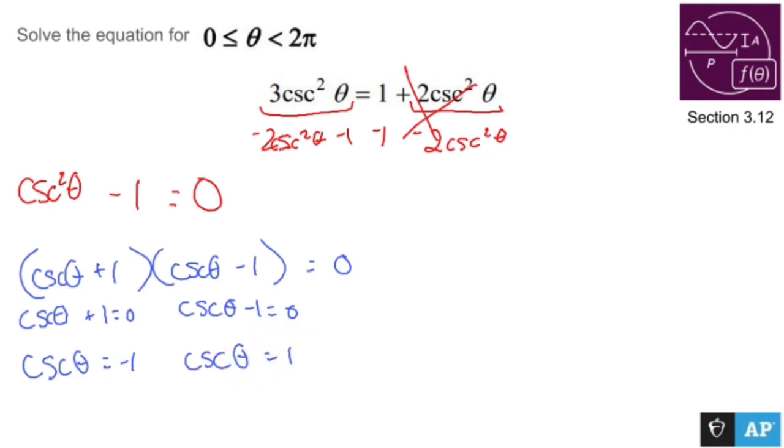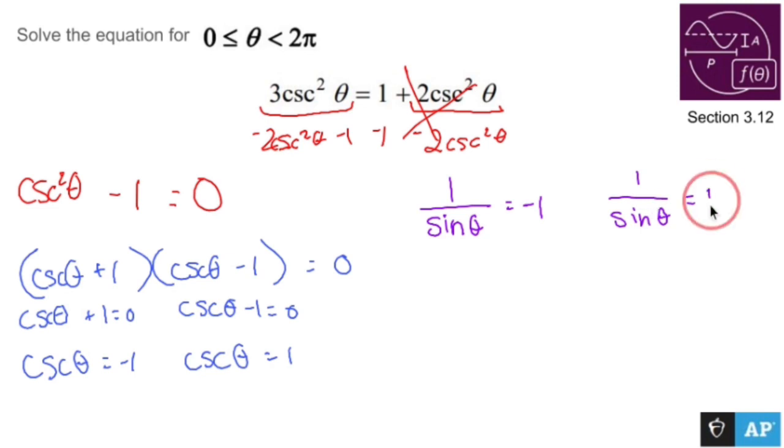All right. Real talk, I don't like cosecant. I don't deal with cosecant. I'd rather view cosecant like this, so I'm going to rewrite it like this. I'm allowed to do that. 1 over sine theta equals negative 1, and 1 over sine theta equals regular 1. I'm allowed to do that because cosecant is the same as 1 over sine. Okay?